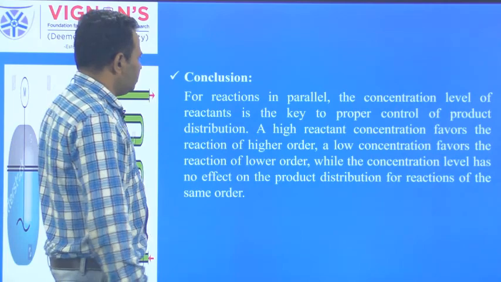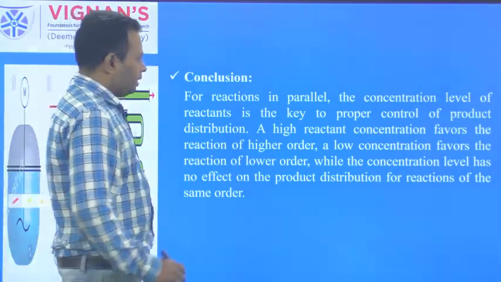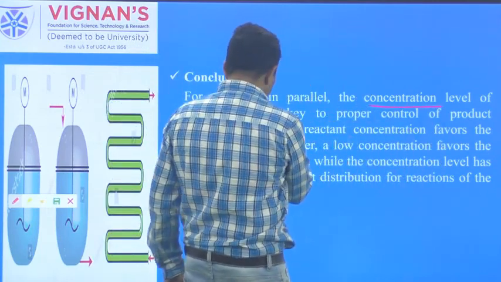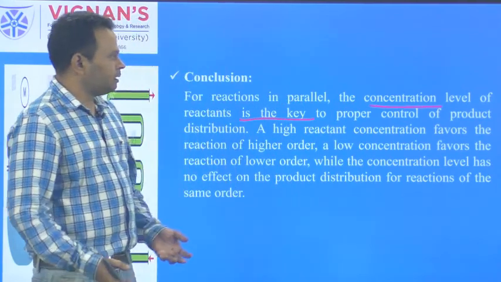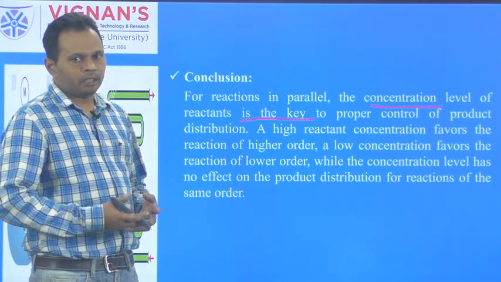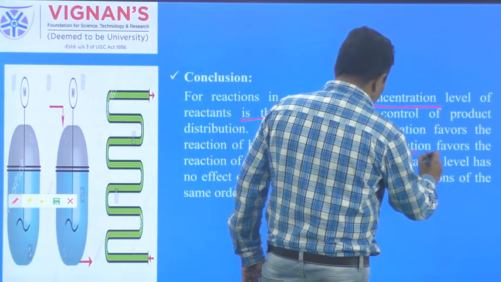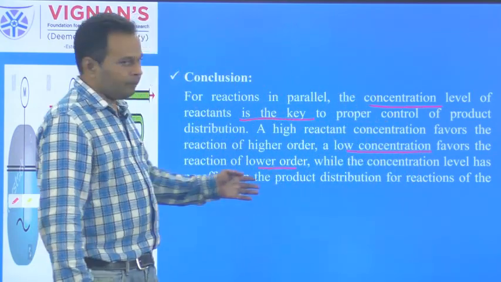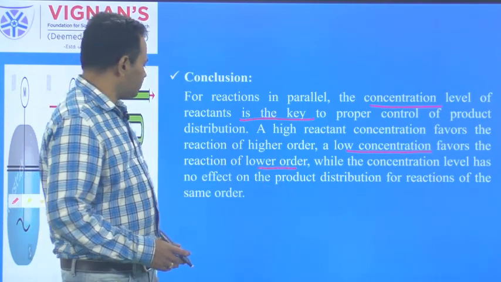In conclusion, for reactions in parallel, the concentration level of the reactant is the key to controlling the product distribution. A high reactant concentration always favors the formation of the desired product of higher order, and a low reactant concentration always favors the reaction of lower order. And the concentration level has no effect on the product distribution for reactions of the same order.